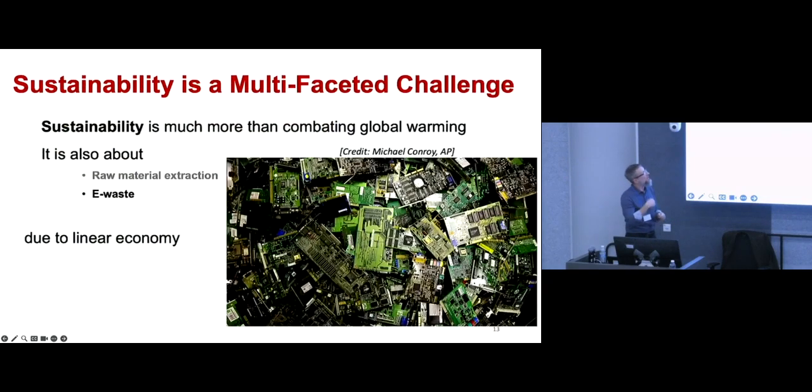So we have global warming, we have raw materials. Another side effect of how our business is being run is the huge amounts of e-waste. Because we have a linear economy, right? So we buy stuff, we use it for a number of times, and then we throw it away.